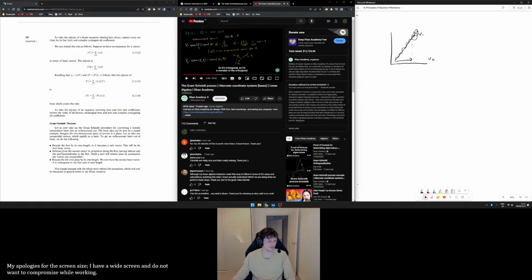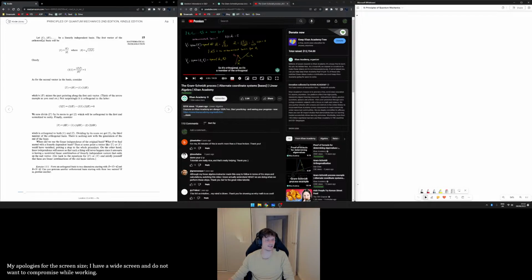So let's read this again. It says, imagine the two-dimensional space of arrows in a plane. Let us take two non-parallel vectors which qualify as a basis. To get an orthonormal basis out of these, we do the following. Rescale the first by its own length, so it becomes a unit vector. This will be the first basis vector. Subtract from the second vector its projection along the first, leaving behind only the part perpendicular to the first. Such a part will remain since by assumption the vectors are non-parallel. Rescale the leftover piece by its own length. We now have the second basis vector. This simple example tells... I don't understand it. But it's fine. It's not clear anyway.